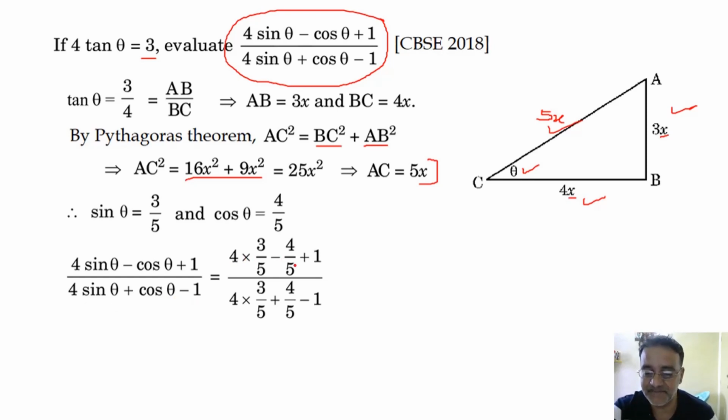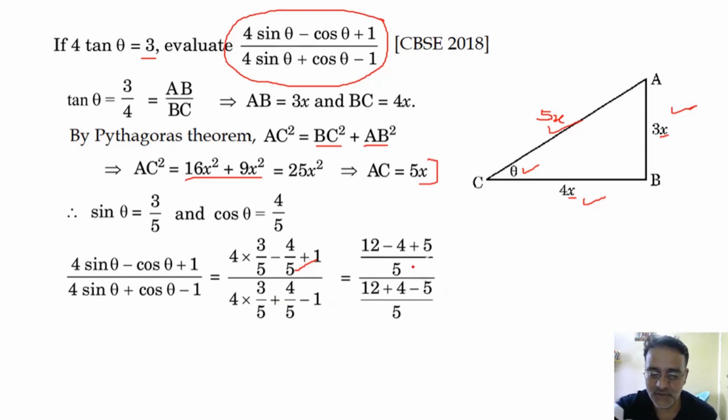Now take LCM. If you take LCM, you will get 12 minus 4 plus 5 upon 5, 12 plus 4 minus 5 upon 5. So this 5 you can cancel it in the next step, or you can cancel after one step. So what are you getting here? 13, and here we are getting 11. So 13 by 5 upon 11 by 5. Now 5 5 you cancel it. So the final answer is 13 by 11. Right. Any doubt in this question?